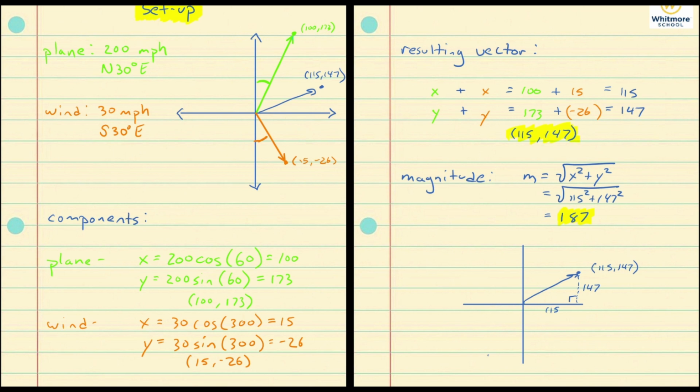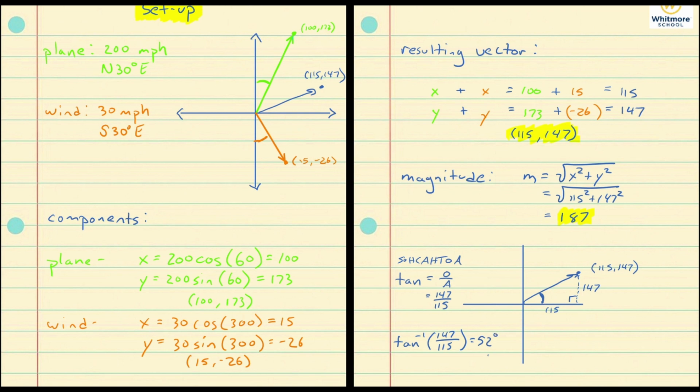And so now if we think about SOHCAHTOA, we can use tangent to figure out the measure of this angle here. So tangent equals opposite over adjacent, which means that this is going to equal 147 over 115. And if I use my inverse trig values here, 147 over 115, that ends up equaling 52 degrees.